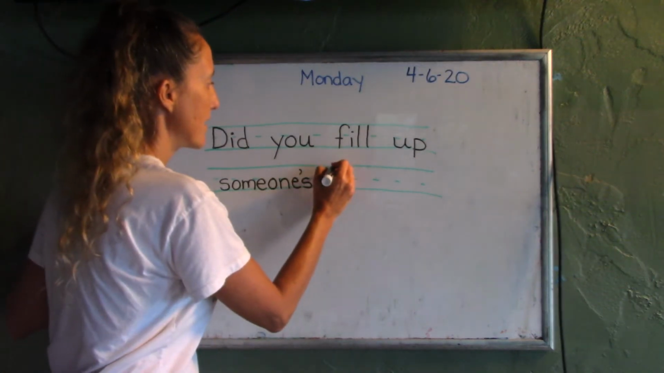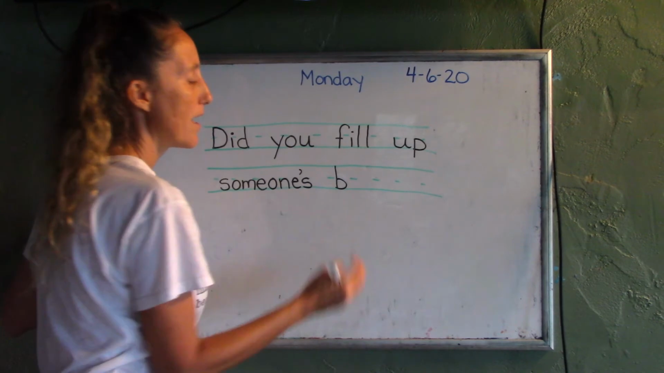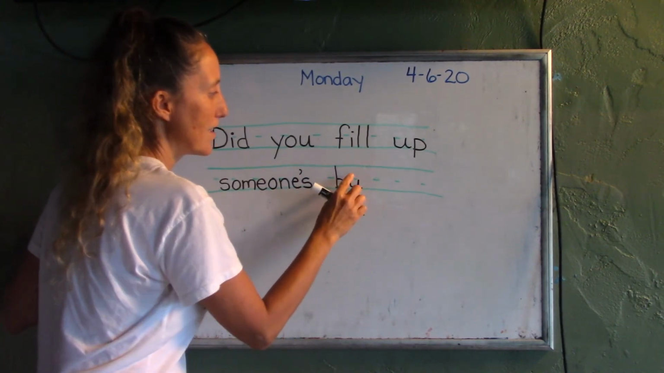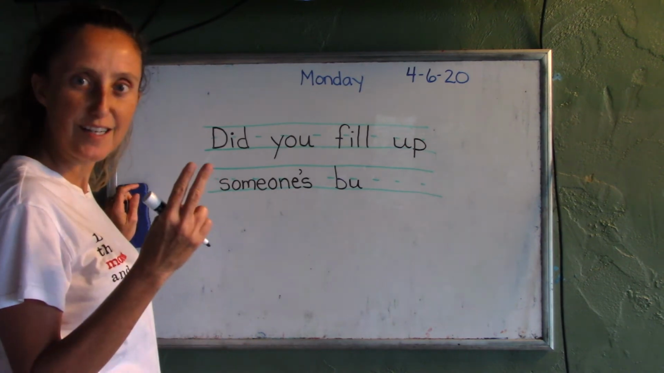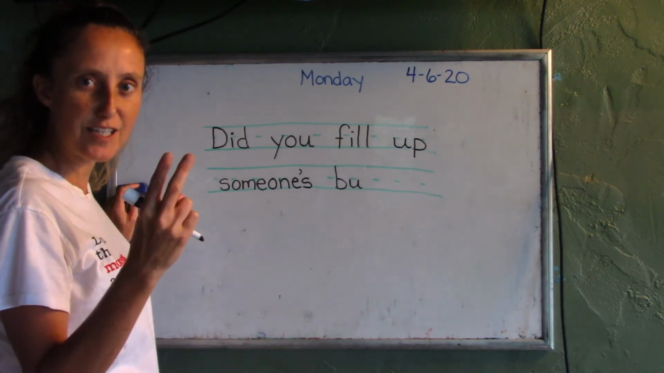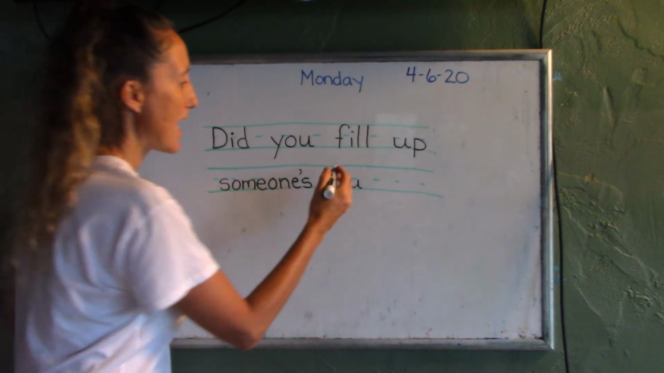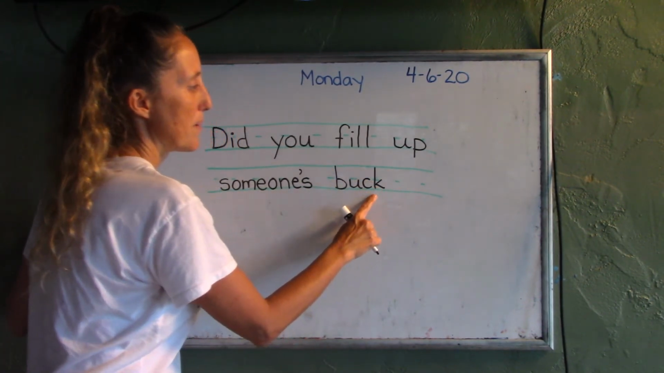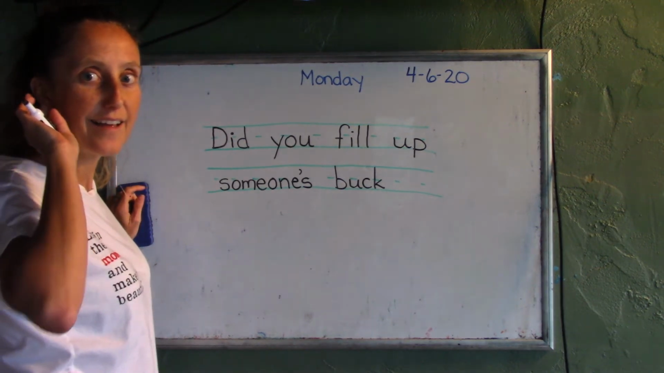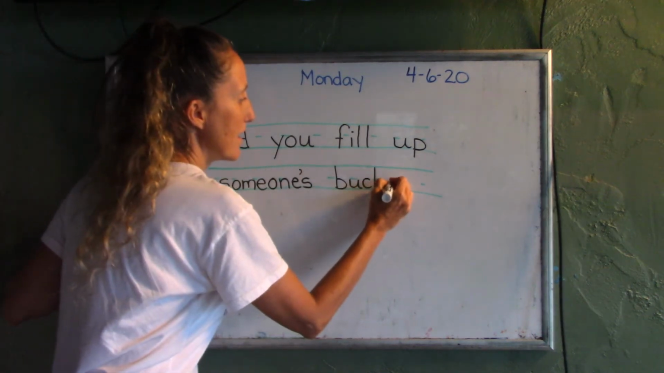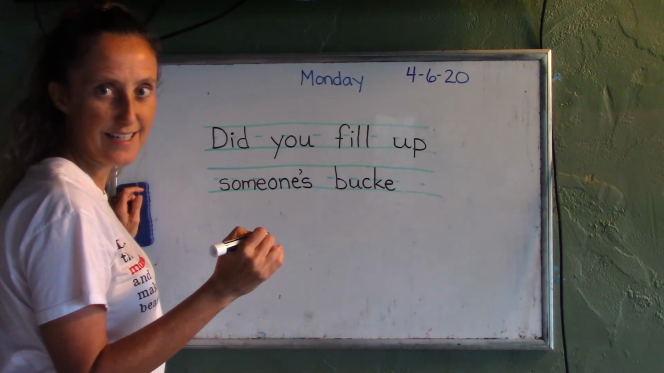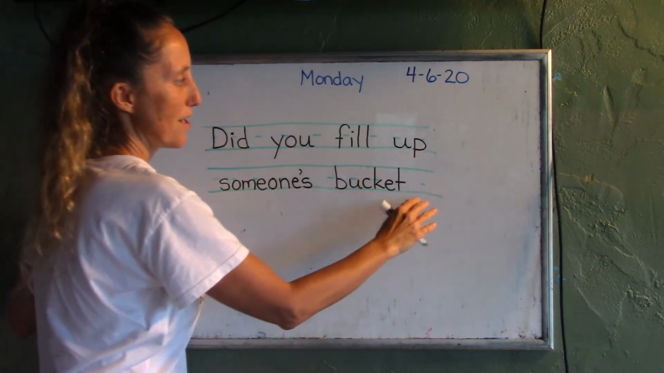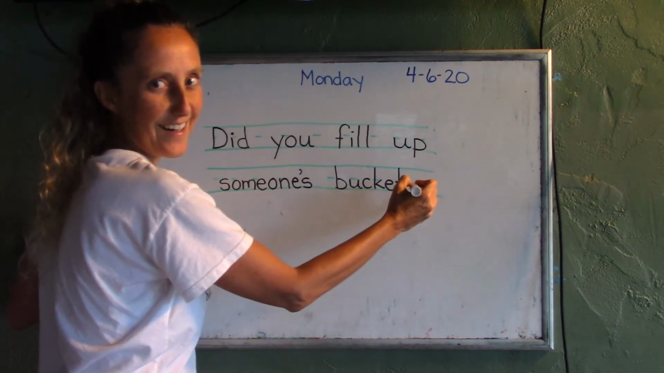Right? B. U under the dotted line. Buck. But they're 2 letters together that say k. Right, CK. Buck, E. Bucket, T. Good job. And I'm running out of room here, but I'm gonna keep going right here.